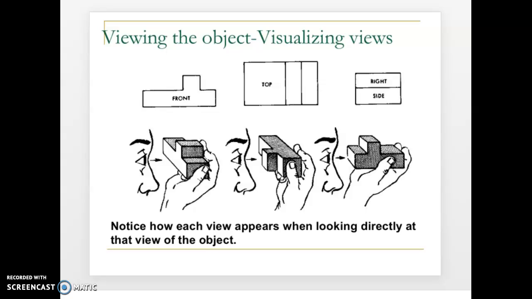If we need two views, it's either the front and top or front and right side. Again, you will never have just the top and just the right side together. It just doesn't work that way. And finally, some drawings we need all three: front, top, and side. Again, if you have any questions, please ask for help.